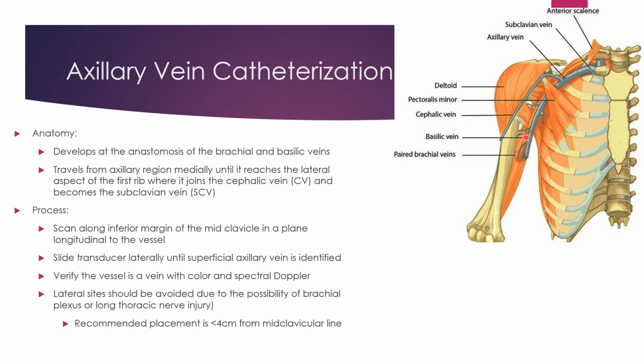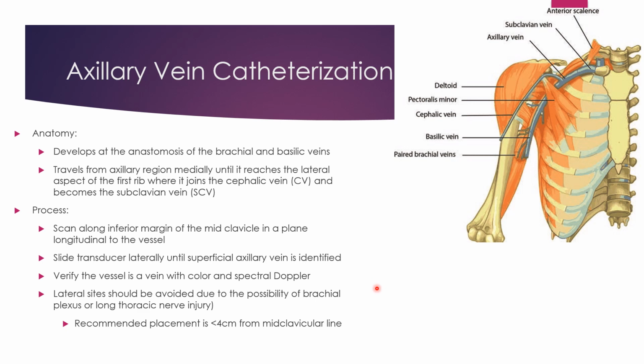All right, now lateral sites should be avoided due to the possibility of brachial plexus or long thoracic nerve injury. Because of that, you want to approach more from the medial side, and again, that's why the patient would have to abduct and externally rotate that arm to give us better access to the axillary region.